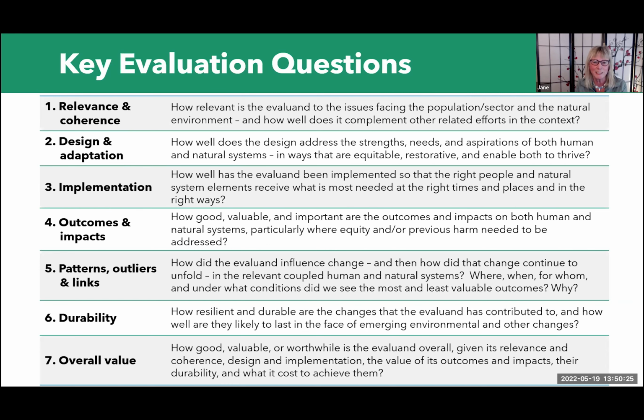Each evaluation team would need to rewrite or interpret the questions for the particular population or community, the context, the culture, the sector, the evaluand, and your evaluation audience. Just use whatever wording makes sense to them.